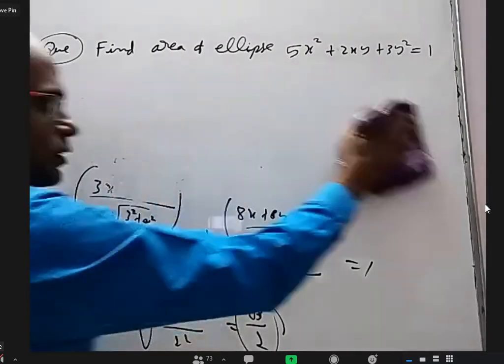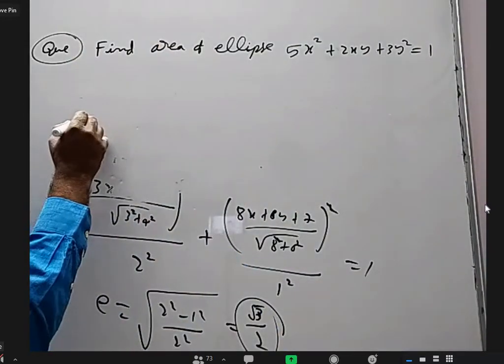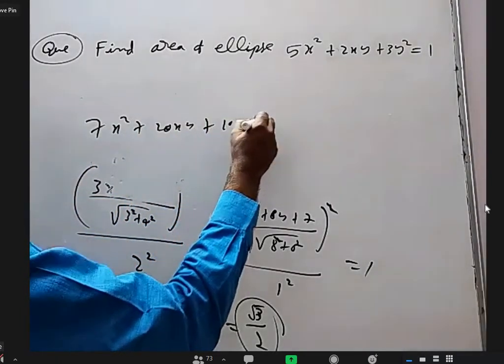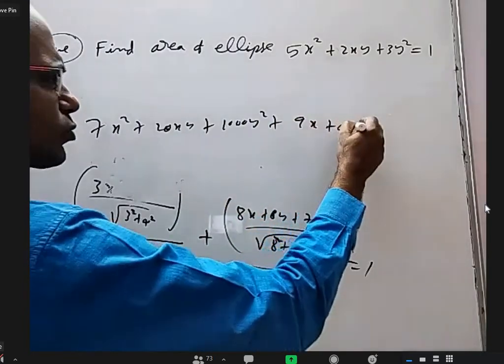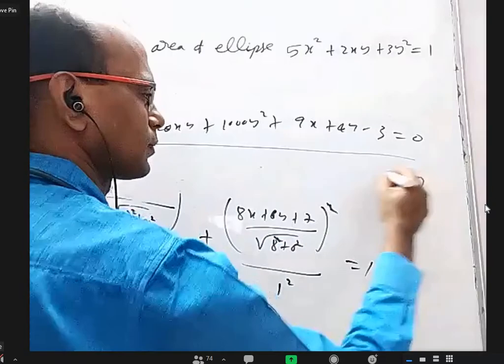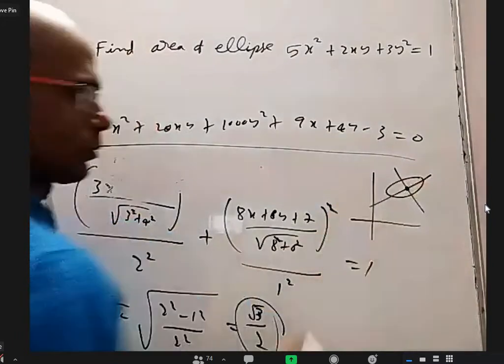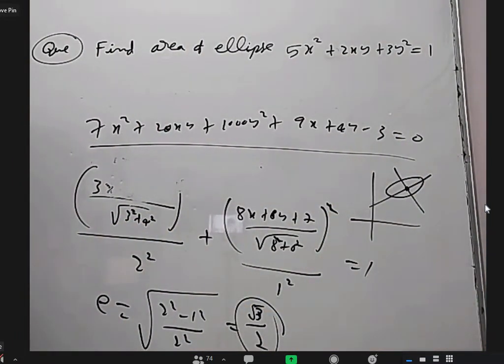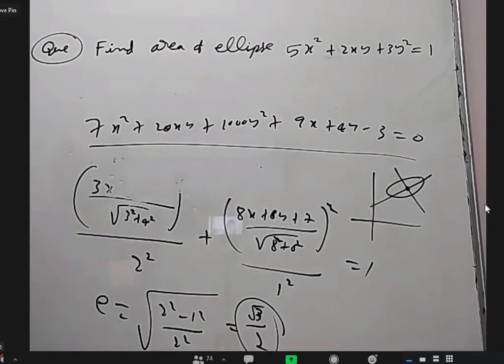Let me ask another question. Otherwise, let's say I give you 7x square plus 20xy plus 1000y square plus 9x plus 4y minus 3 equal to 0. Anyone want to give a method of how to find the center of this rotated, translated ellipse? I'll tell the answer. Let us see if somebody gives me an explanation.